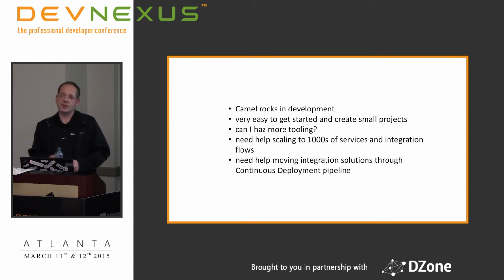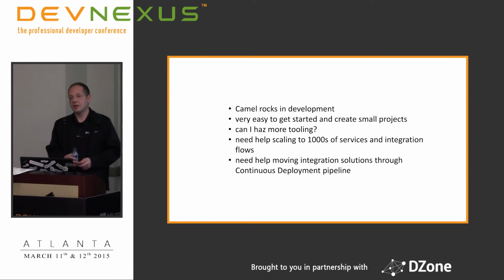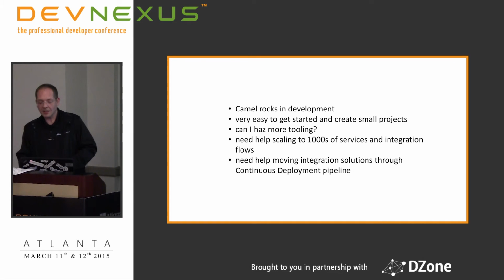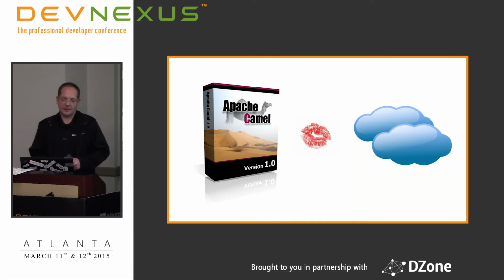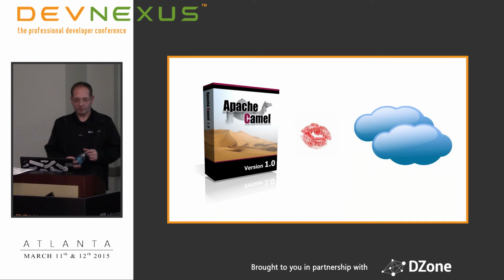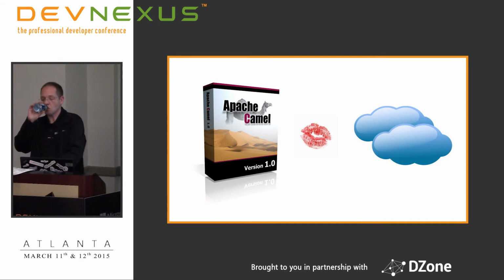A few of you have been sitting in the talk before by Christian Posta. He showed you a little bit more about how to do DevOpsy things and continuous delivery with the help of Fuse, I guess. So we're getting there. Still, something is missing in between. So what does it take to make a camel kiss a cloud? I found pictures of camels kissing clouds, believe me. Didn't want to put them in.